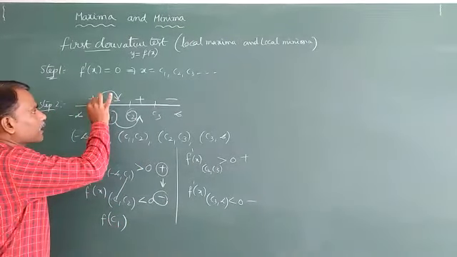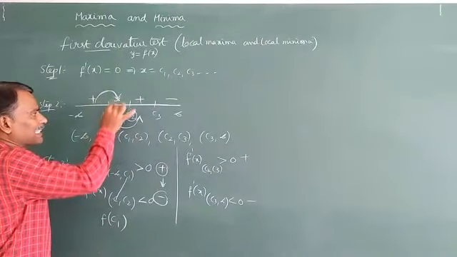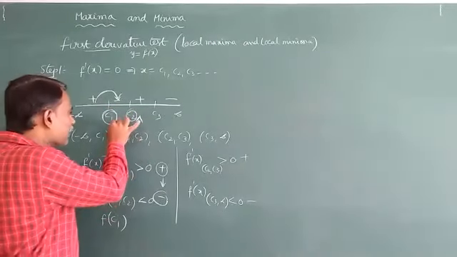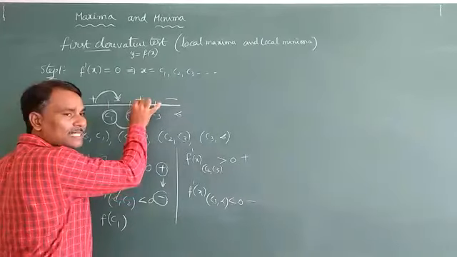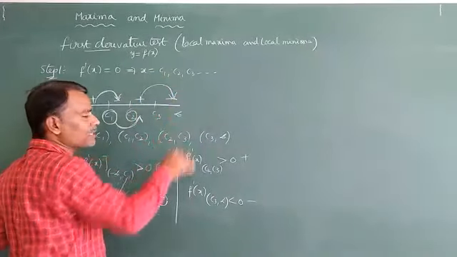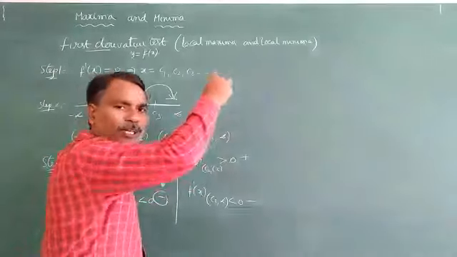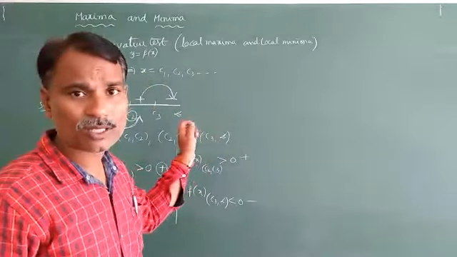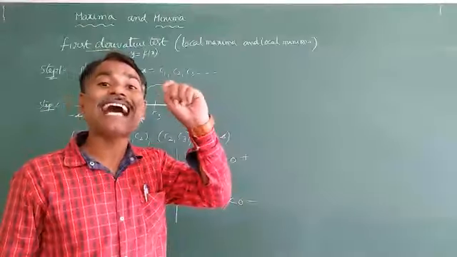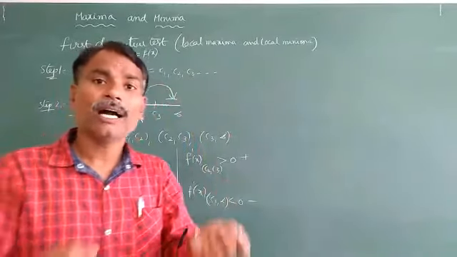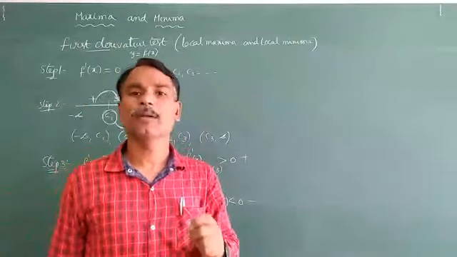Students, I am telling you, plus to minus indicates the local maxima value, and minus to plus indicates the local minima value. Again plus to minus means local maxima, and again one more minus to plus means local minimum. So among all those values, which is the highest value and which is the smallest value?